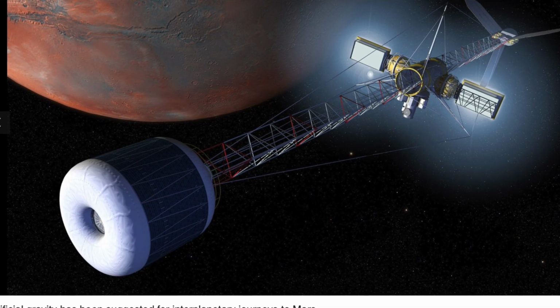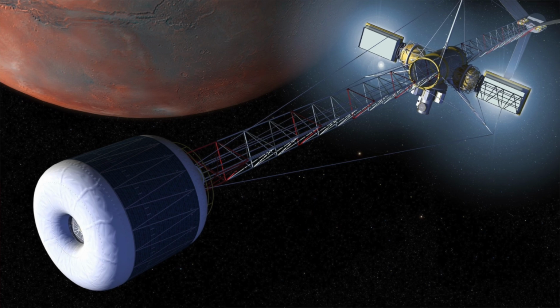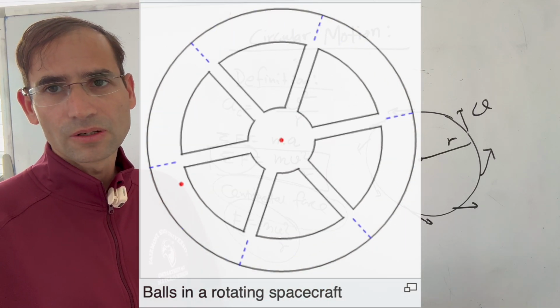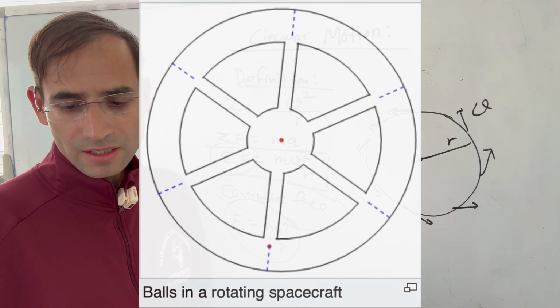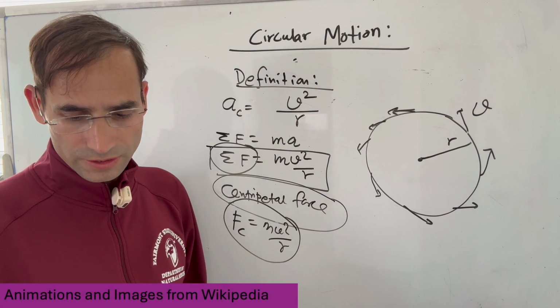Then we have artificial gravity in a space station. In space there is no gravity, but future space technology may rotate to simulate gravity. That is very usable. So that is another example of the utilization of circular motion. Okay.